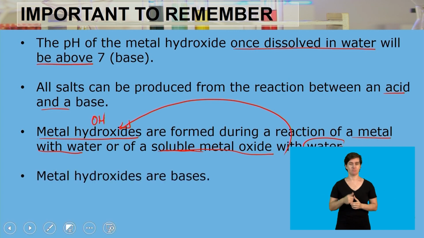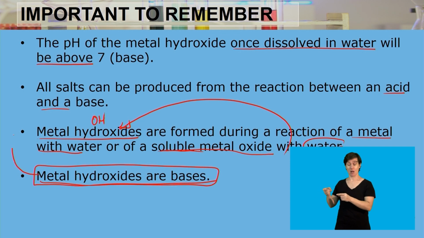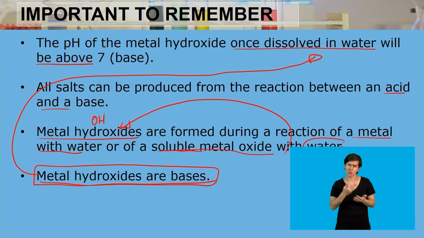We also need to remember that metal hydroxides are bases, but because most of them are solids, once they are dissolved in water, we can test their pH to tell whether they are acidic or basic. Remember, to tell if a substance is acidic or basic, we are not going to taste it. We are going to use an indicator. We can use a litmus paper and check the color change. If it changes from blue to red, we know that the substance is acidic. If the litmus paper changes from red to blue, we know that the substance is basic.